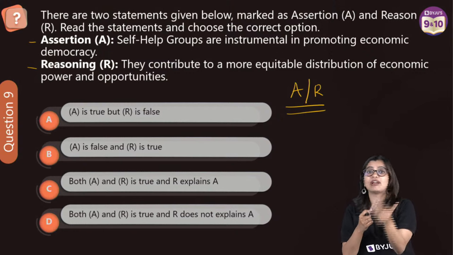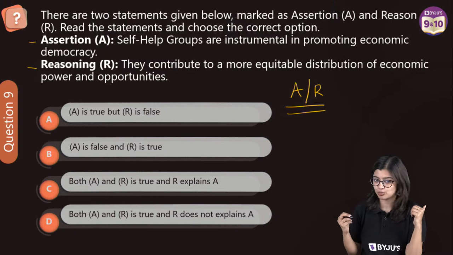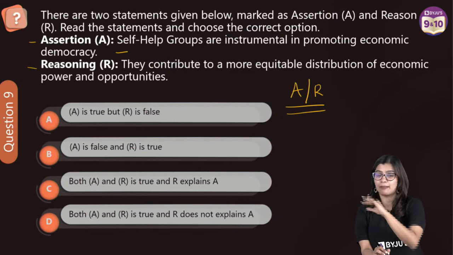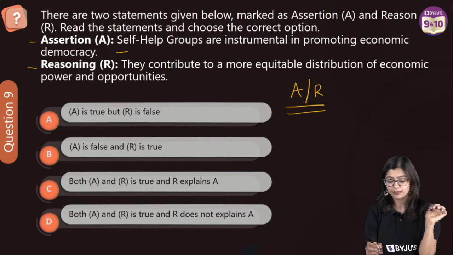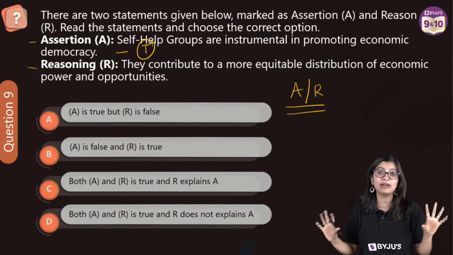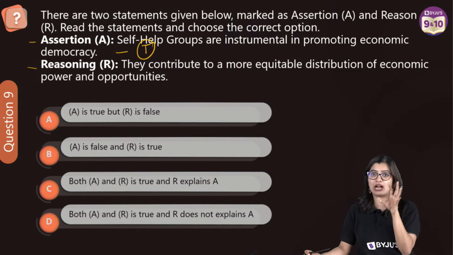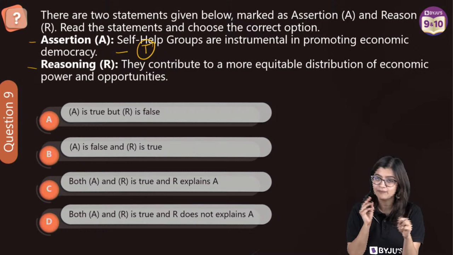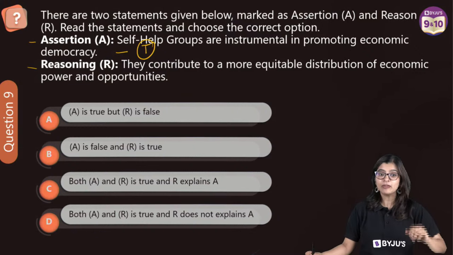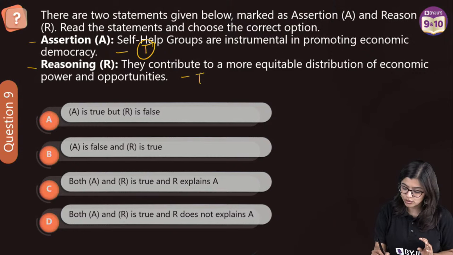Wherein they are able to facilitate lending processes. They are able to empower those people. So in such cases, we know that yes, it promotes economic democracy amongst people. So true. Now what are they saying? They contribute to more equitable distribution, which means that in self-help groups, I always tell you, imagine a group of aunties in your neighborhood. If they come together and decide to take over matters of business and money in the neighborhood, your self-help group is something of that sort, right? So in this case, this is also true.